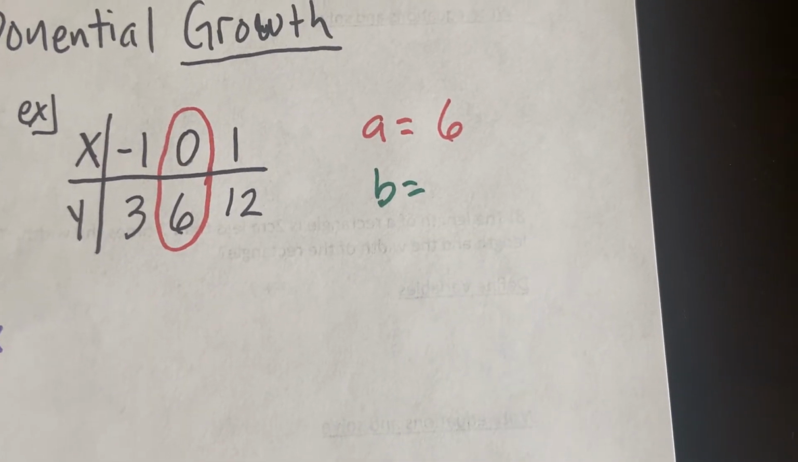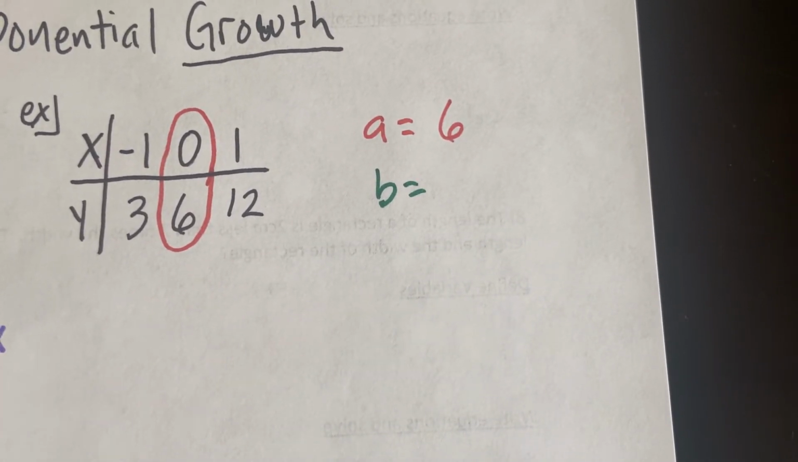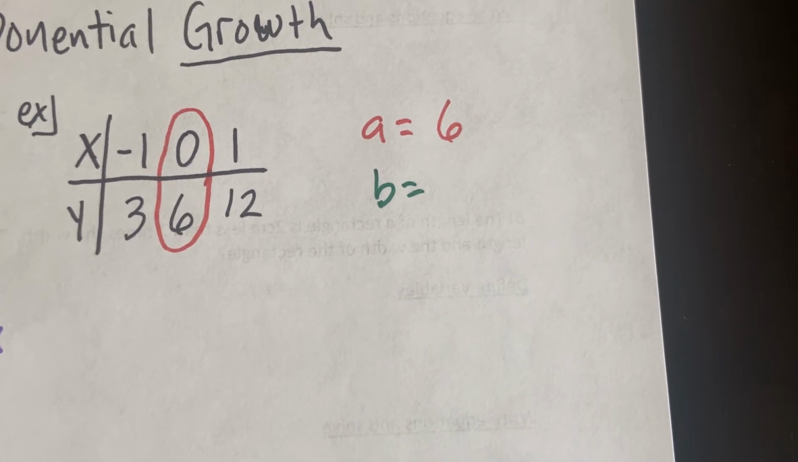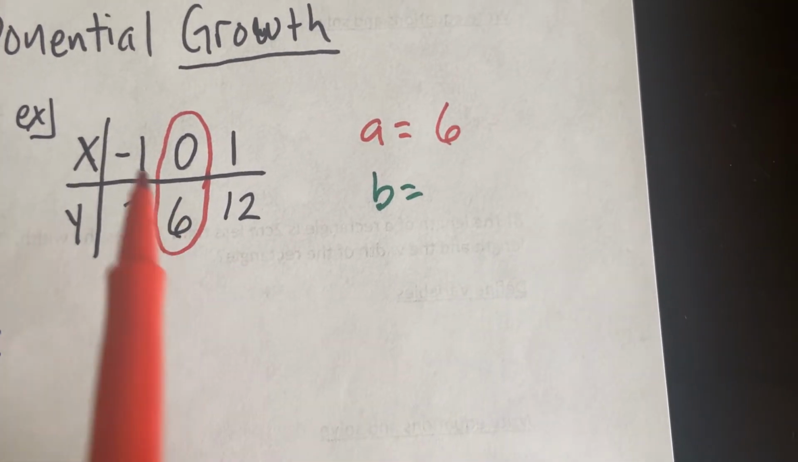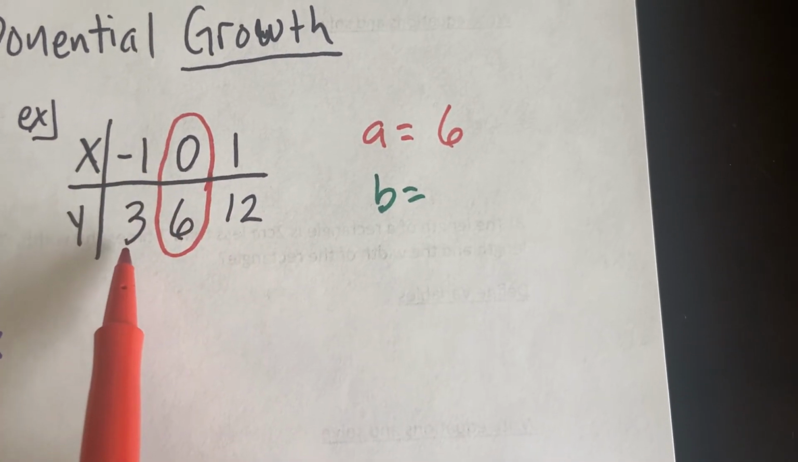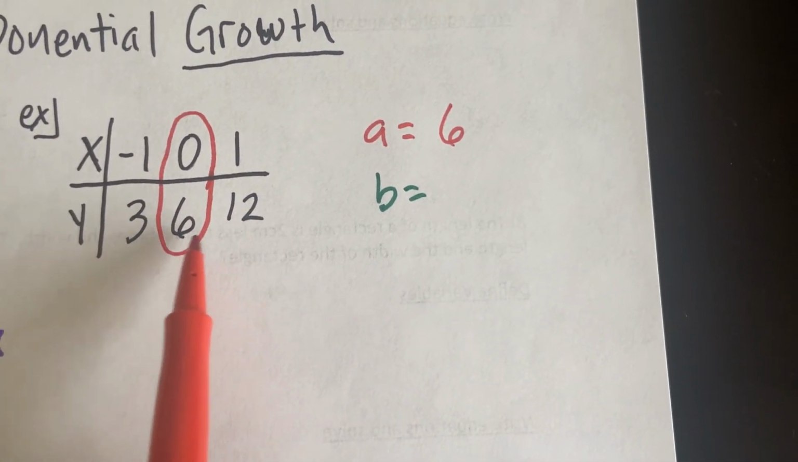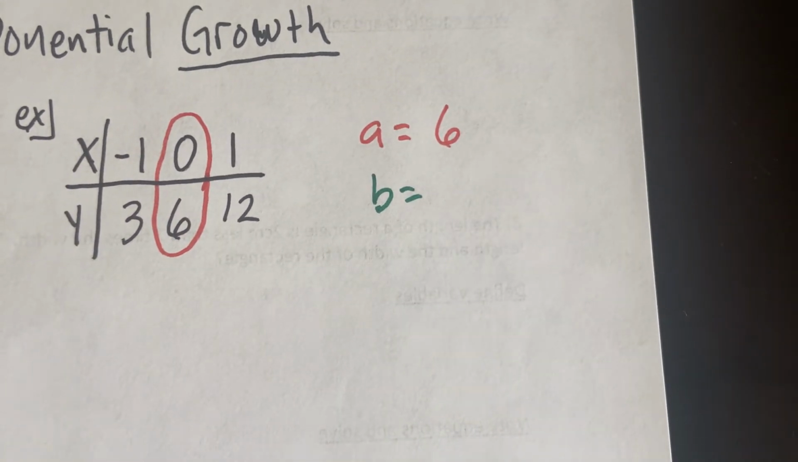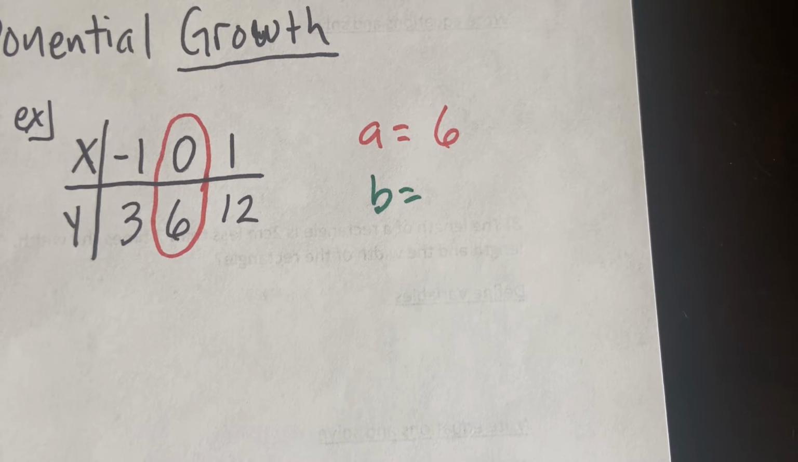So again, just don't get crossed up about where the number is in the table. You are trying to find when x is 0. Also, notice again when my x values are increasing, right? We went from -1, 0 to 1. Look at my y values. They went from 3 to 6 to 12. Okay, so they are getting bigger. So this is referred to as growth. All right. So the second piece we need is that b value. We need to find that multiplier.